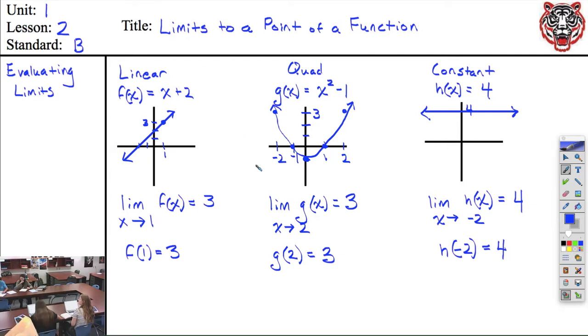So the easiest thing to do when you're doing limits is just to plug in this number. Plug that point into the function, and you get your answer. Does that make sense? All right, so that's the shortcut. You can write it down if you want. The shortcut is to plug in the point you approach.